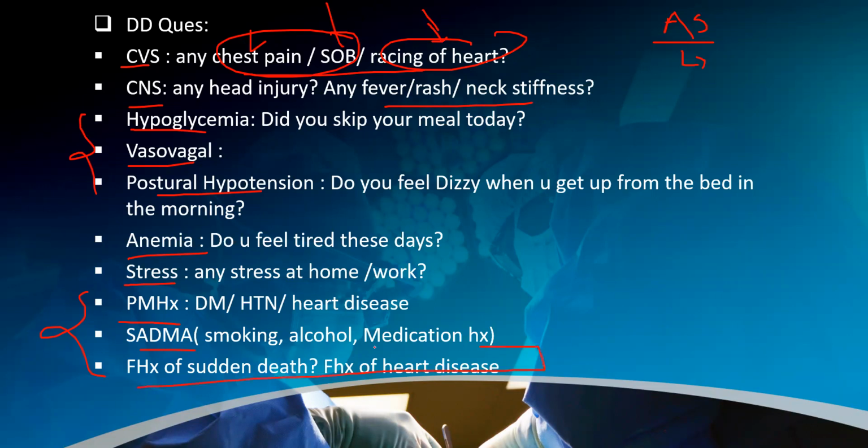It's a very important thing to ask in this particular syncope cluster: a sudden cardiac death history in the family. Two things are important to consider. What are those two?